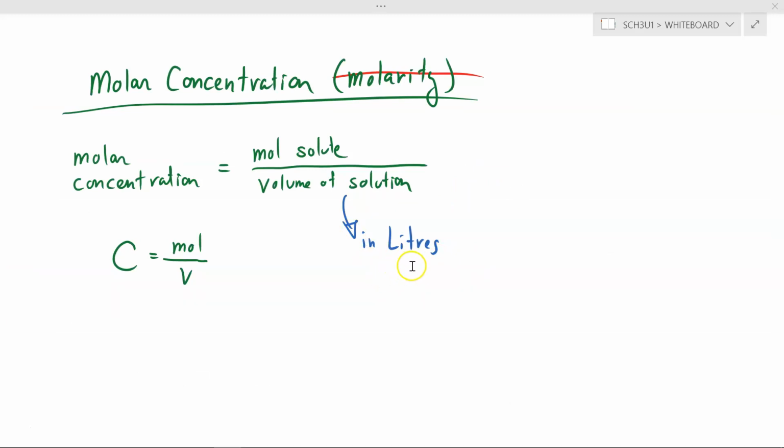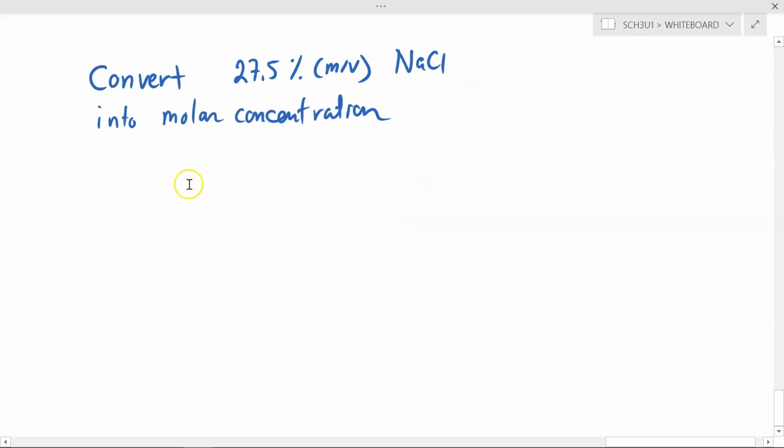Otherwise your answer will be off by a factor of 1,000. Alright, let's try this question out. How do we convert between %MV and molar concentration? So we're going to convert 27.5% MV of sodium chloride into a molar concentration value.